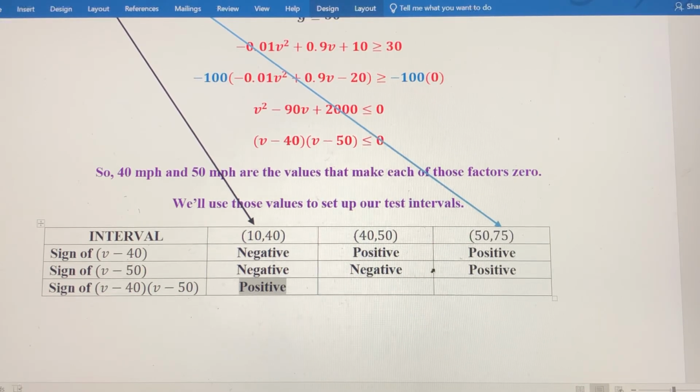A positive times a negative gives me a negative. Well, that matches my inequality here, so that's going to be part of my solution set. And in the last interval, a positive times a positive is a positive. That doesn't work, okay? So now I've got the answer to my question, okay?